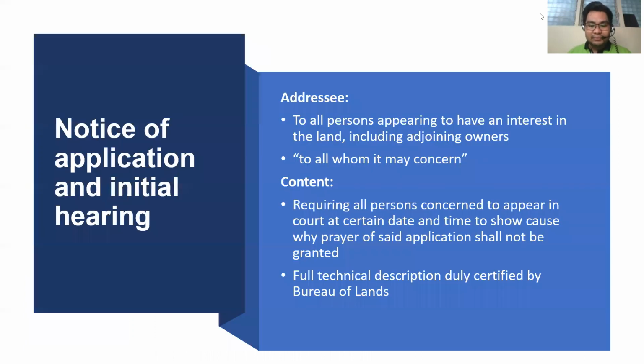Next slide, please. The notice of application and hearing, its addressees are all persons appearing to have an interest in the land involved, including adjoining owners so far as known, and to all whom it may concern. Its content include requiring all persons concerned to appear in court at a certain date and time to show cause why the prayer of said application shall not be granted. The full technical description duly certified by the Bureau of Lands.